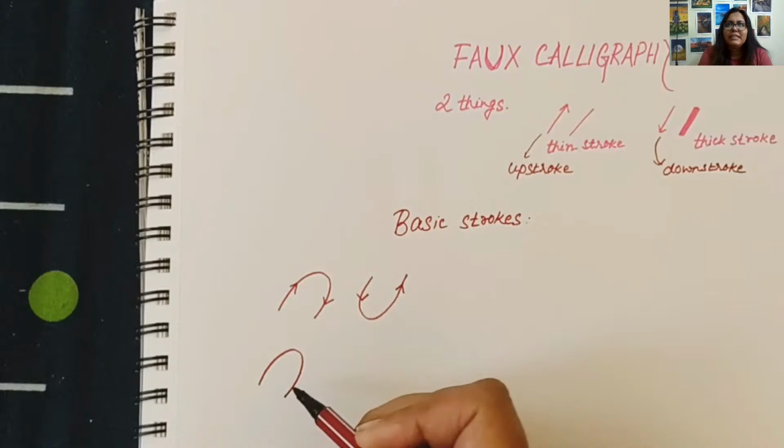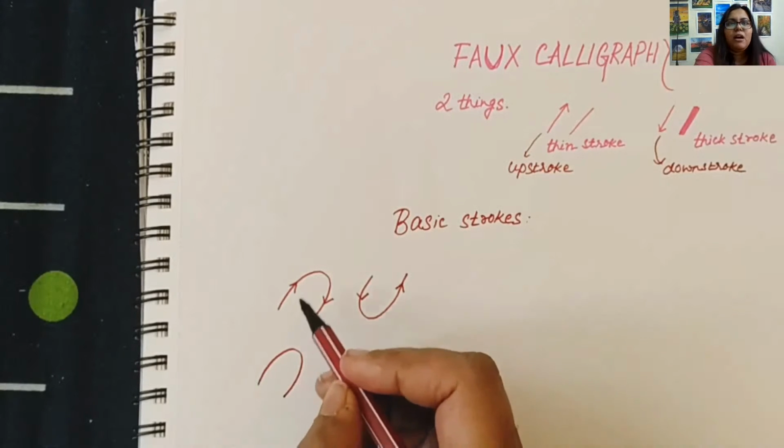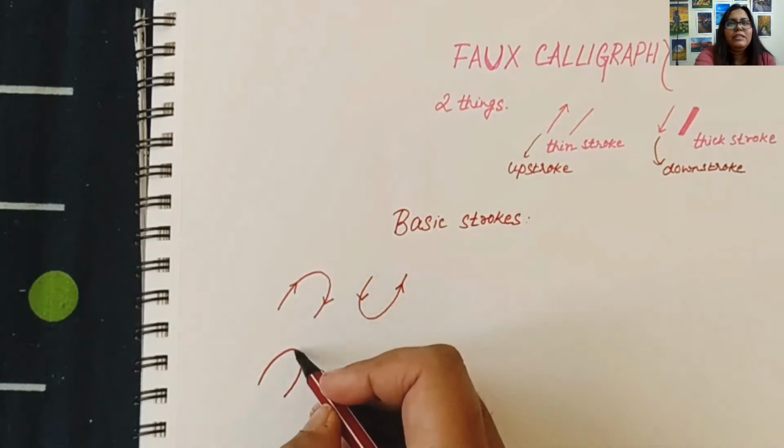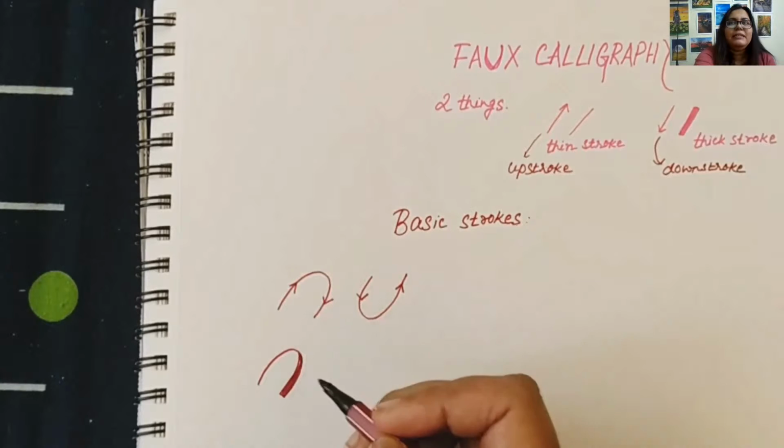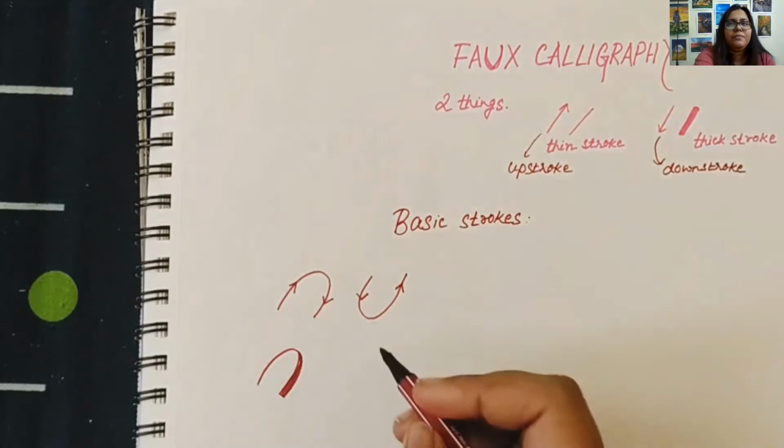All right, now what did we learn in the first part? What were the two basic things? We learned that if the hand is moving upwards, that is, if it is an upstroke, it will be thin. And wherever it is moving downwards, it will be thick. So where do you see the downward arrow in this? It is on this side. So we will just thicken it. Wherever there is a downward arrow, we will thicken it.